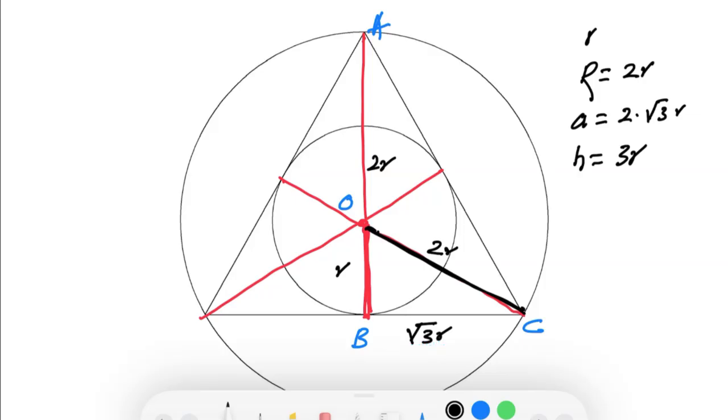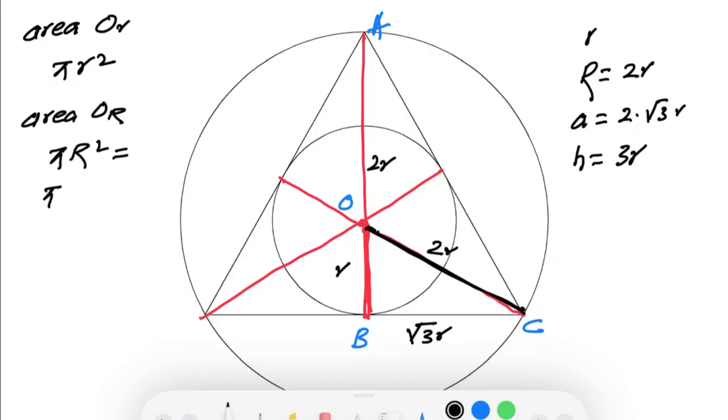So for example, what will be the area? So there will be three areas. Area of smaller circle, area of circle r, will be pi r square. Area of circle bigger R will be pi R square, and that will be equal to pi 2r whole square, and therefore 4 pi r square. 4 times. Okay. So when the radius is double, the area is 4 times. Area of triangle will be half base into height. Half, what is the base? That is A. So we call it 2 times root 3r, and height is 3r.